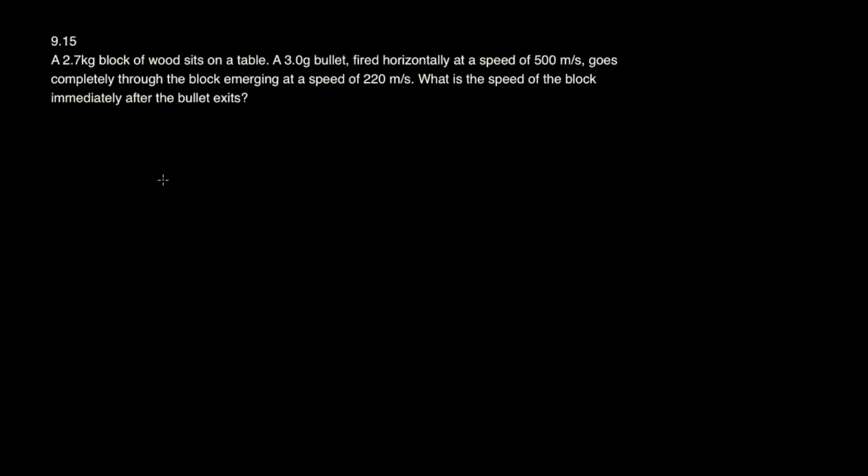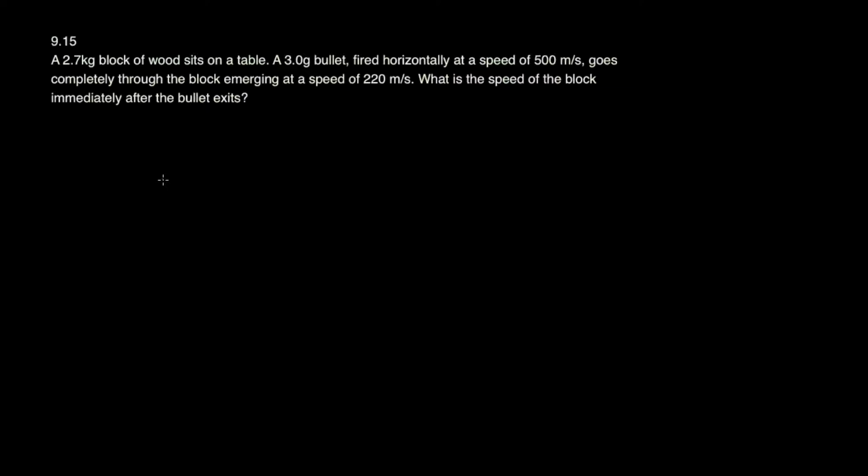Let's try problem 9.15. A 2.7 kilogram block of wood sits on a table. A 3-gram bullet, fired horizontally at a speed of 500 meters per second, goes completely through the block, emerging at a speed of 220 meters per second. What is the speed of the block immediately after the bullet hits?